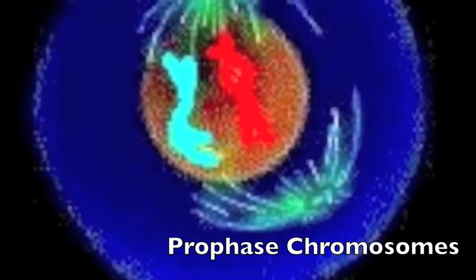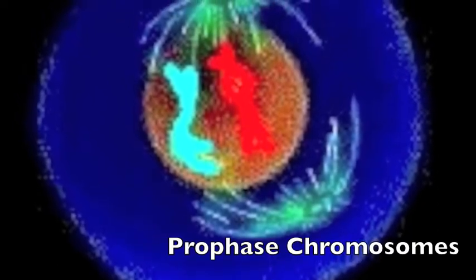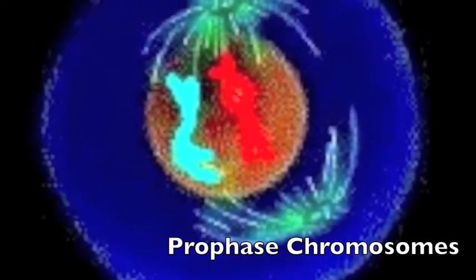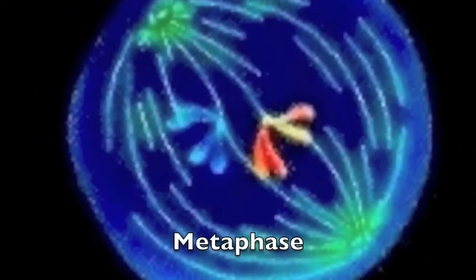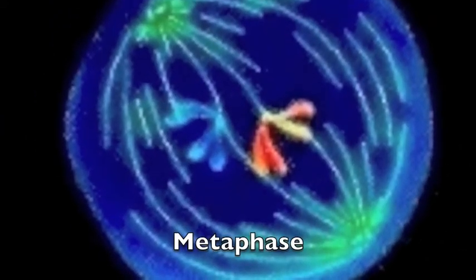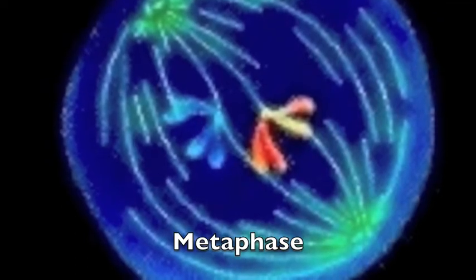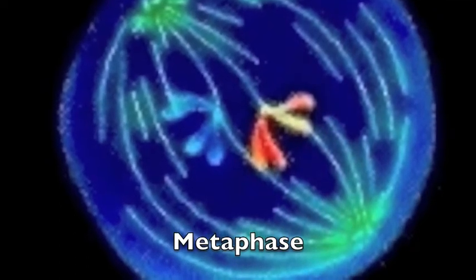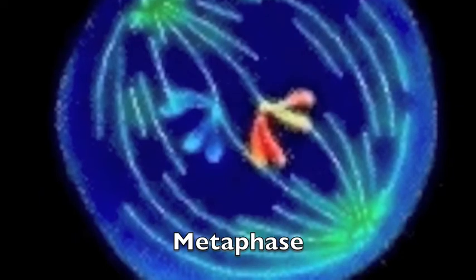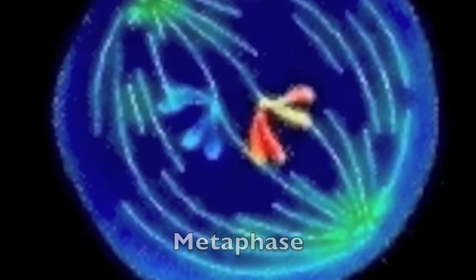Outside of the nucleus, centrioles align at opposite ends of the cell and begin to secrete long protein strands called microtubules. The next step is metaphase. The nuclear membrane has completely dissolved by this point, and the chromosomes are in the cytoplasm. They line up across the middle of the cell in a line called the metaphase plate.